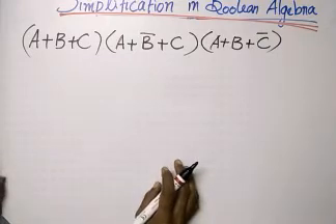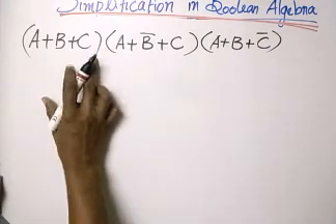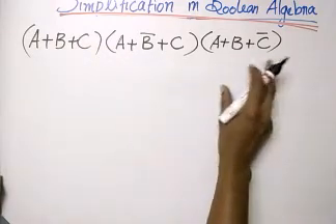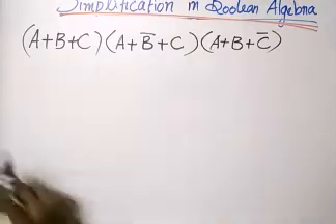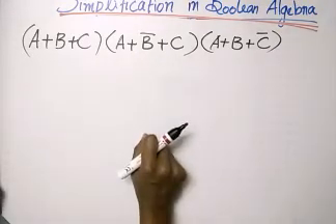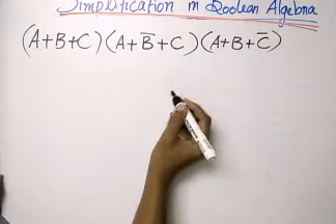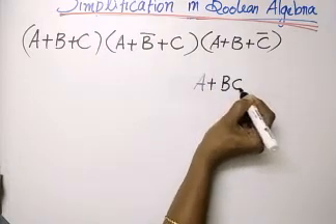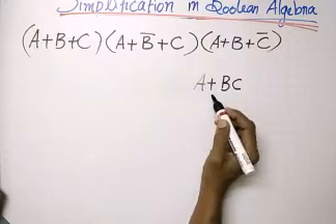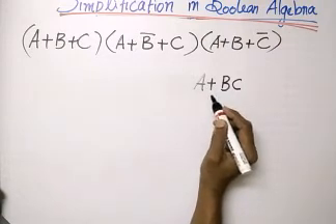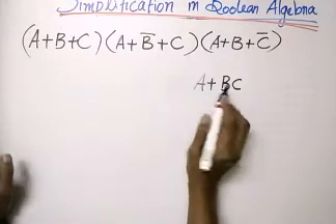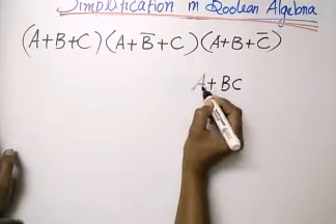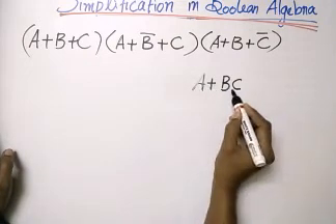Now let's simplify another question. A or B or C, and A or B bar or C, and A or B or C bar. This is the logical expression given, and to simplify this we should know the distributive law. The distributive law of OR operation is that OR is distributive over AND, and also AND is distributive over OR, but here we are using the law that OR operation distributes over AND.